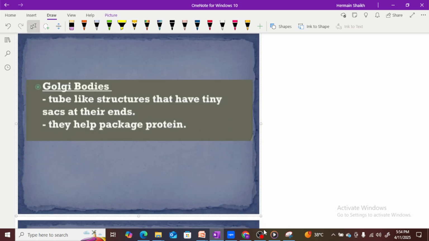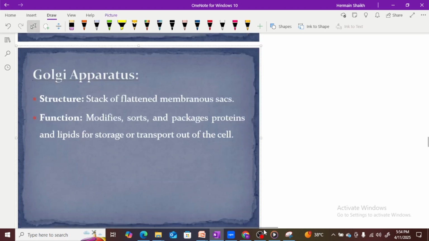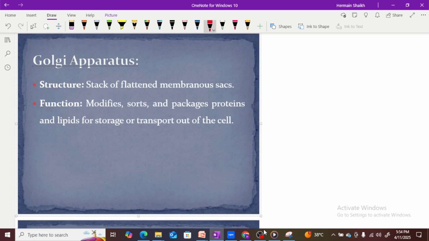Now let's move towards another organelle, that is the Golgi bodies, which are tube-like structures that have tiny sacs, means tiny pouches, present at their ends. They help package proteins. Its structure comprises a stack of flattened membranous sacs. Function: modifies, sorts and packages proteins and lipids for storage and transport out of the cell.